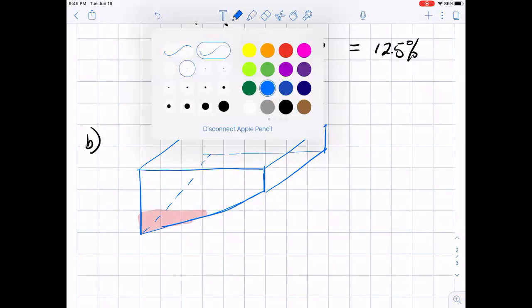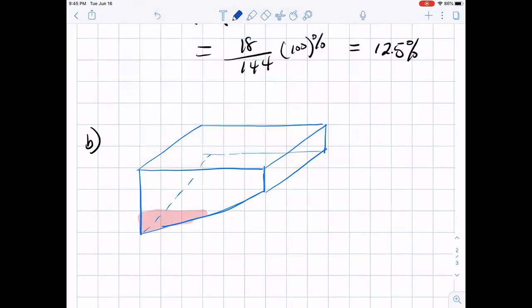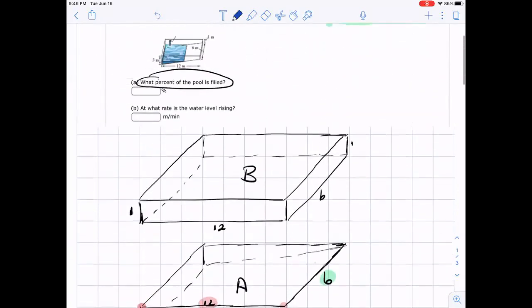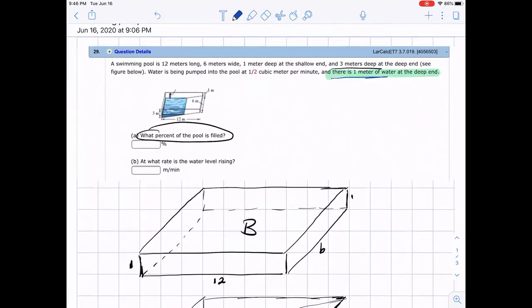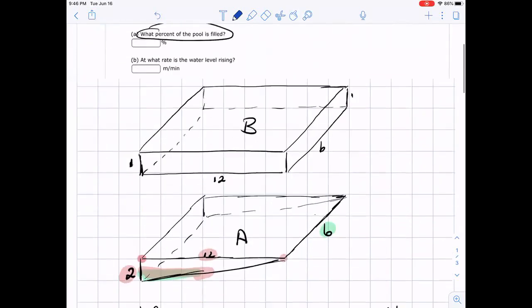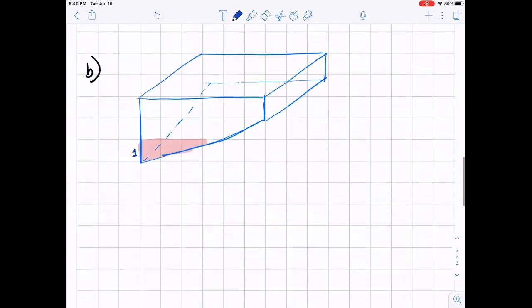So let's plug in some numbers that we possibly have. We know that this here is 1, because the problem says that there is 1 meter of water. So we have 1 meter of water. Now, if we look at this portion here, this shaded area, maybe if I trace that out with a pen, it sort of looks like a triangle, right?